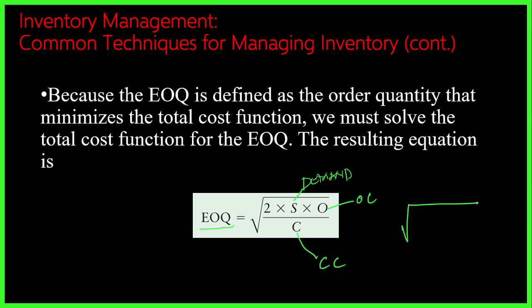Ako naman, okay, that's the square root of 2SO over C. Ganun na lang kasi tamad akong mag-isip eh. Okay, 2 times the annual demand or periodic demand times the ordering cost divided by carrying cost, you get the square root.